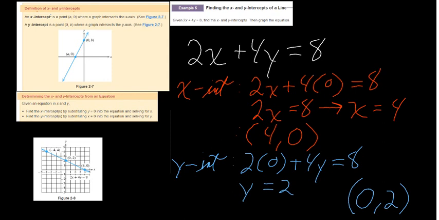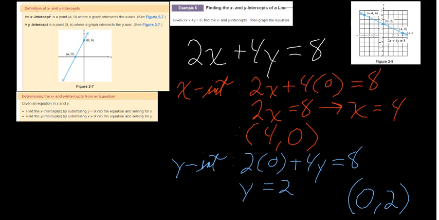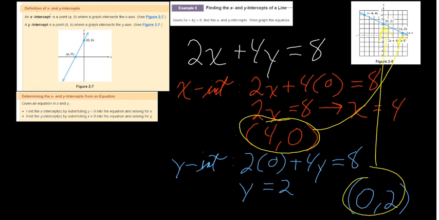So all you do here, and let's move that up here actually, all we would do here is we said we had the point 4, 0. Well, that's this point right here, right? And then we have the point 0, 2. Well, that's this point right here. And then you just connect the dots, right?